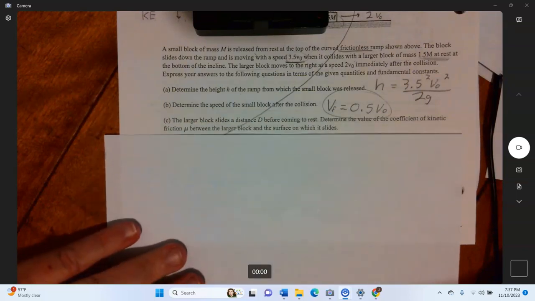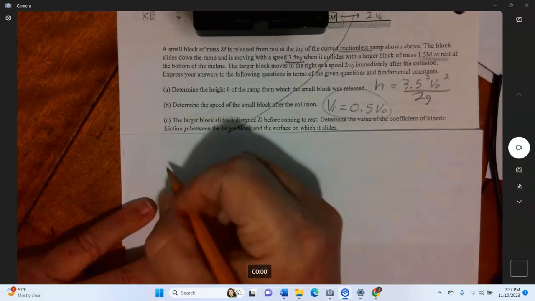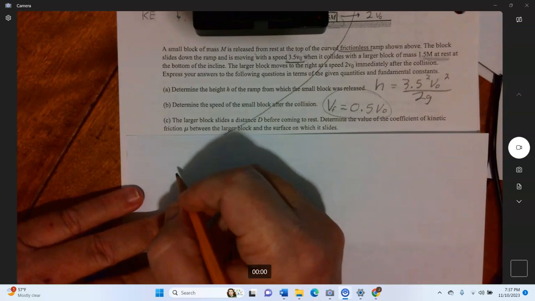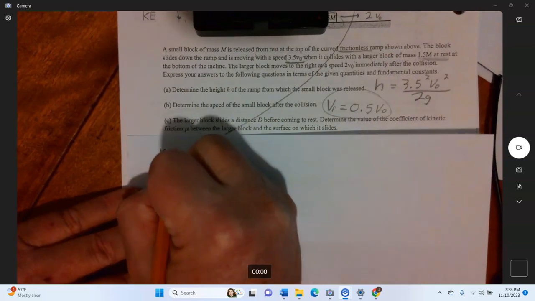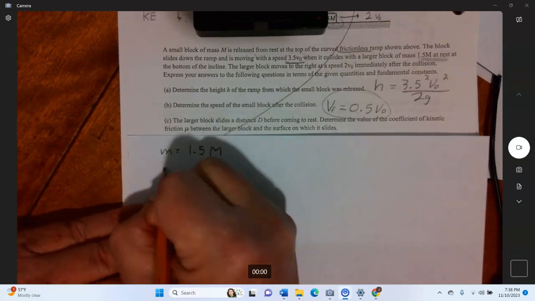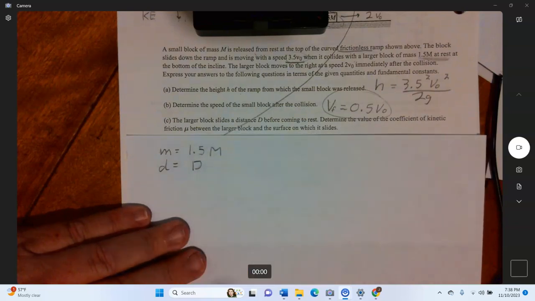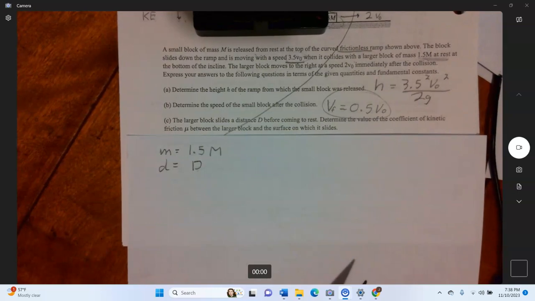All right, here we go. The larger block slides a distance d. So let's write down what we know. We're talking about the larger block. So we know the mass of the larger block equals 1.5 M. The distance that it moves is capital D. That represents an actual fixed number, but they don't give us that number. They just are going to call it D.